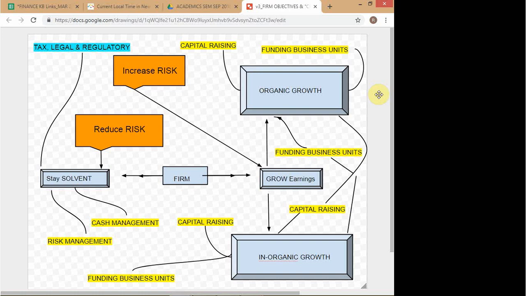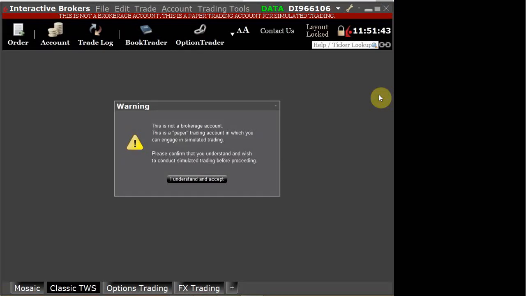Now you can see here what the company has to do in growing earnings. If you grow earnings, you have two ways to grow: organic and inorganic. Anybody knows the difference between these two? Yes? Anybody knows the difference? Organic versus inorganic? Okay, I'll just tell you quickly. Organic growth is when you are just growing as your own outfit.